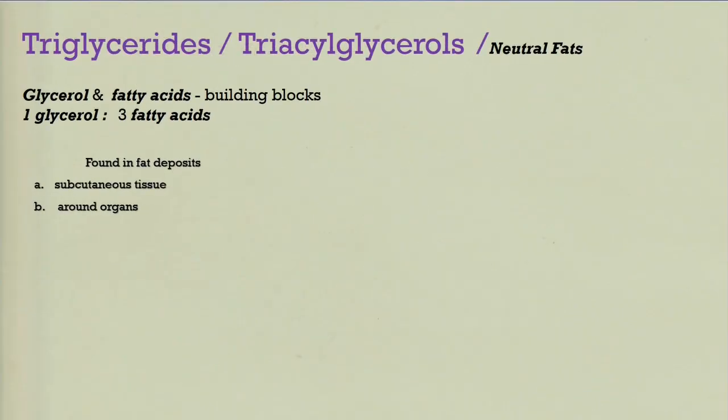Triglycerides, triacylglycerols, and the neutral fats. This is one of the classifications of lipids. Triglycerides is an old name, and triacylglycerol is the more recent way to address this. Neutral fats is a common name. Now, triglycerides is composed of building blocks of 2 components, the glycerol and the fatty acid. It is so called triglycerol because there are 3 fatty acids in 1 glycerol.